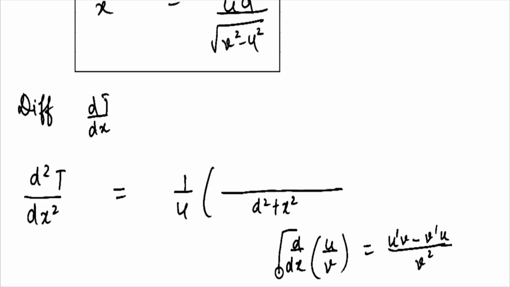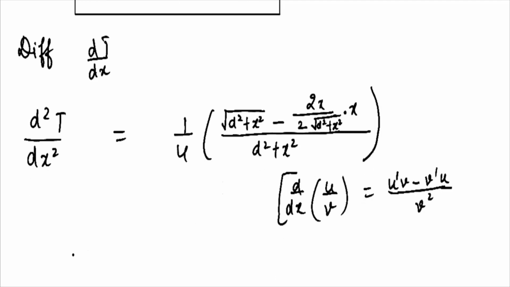So we are using this. Here d square plus x square, and this will be under root d square plus x square, and the derivation of x is 1 minus derivation of this, under root d square plus x square, will be 2x divided by 2 into under root d square plus x square, and the first function x as it is. So this is what we have. So this is d square t divided by dx square.